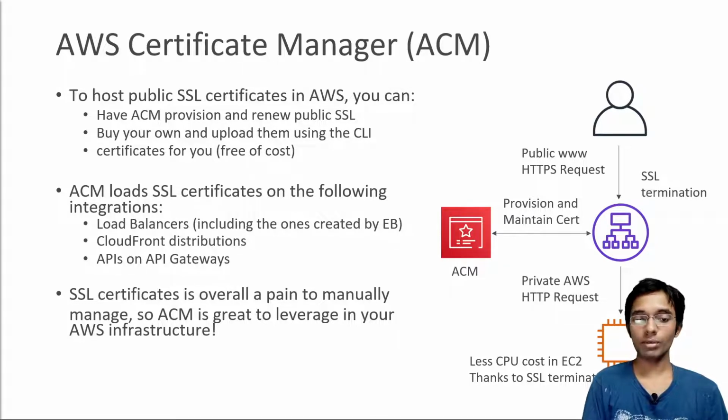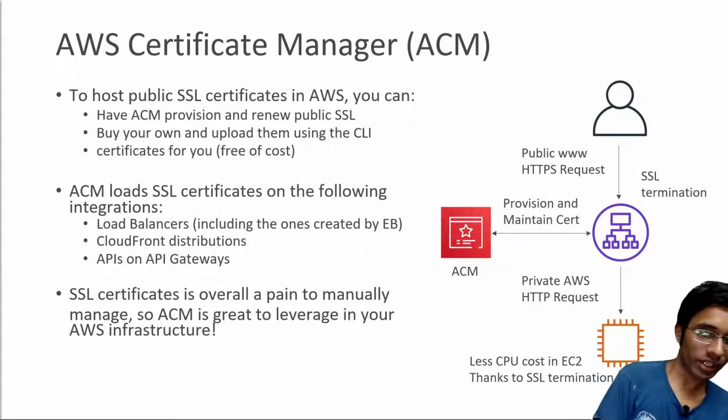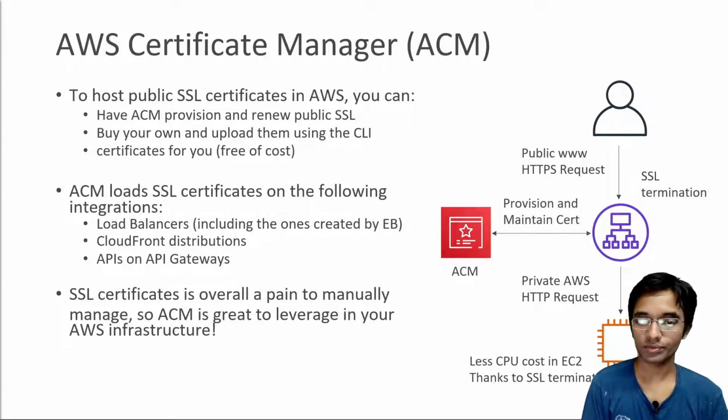And then finally the ALB will be forwarding private HTTP requests to your EC2 instances. So here you are seeing at the bottom that the EC2 instance has less CPU cost thanks to the SSL termination. If you set up the HTTP integration, your EC2 instance will not have to perform SSL encryption or decryption. That means you have less CPU cost on your EC2 instance, thanks to the SSL termination that happens at the load balancer level.